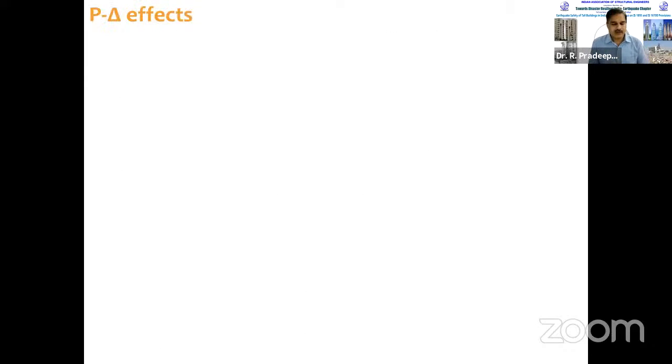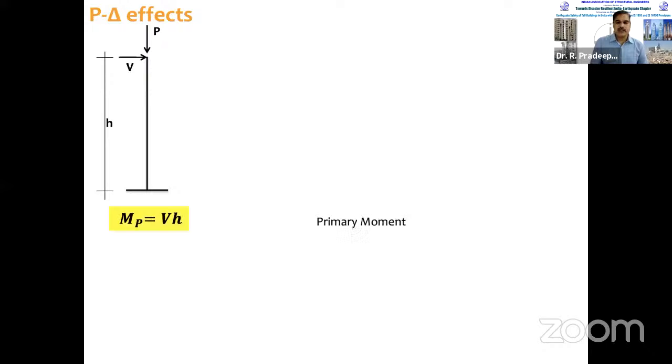Then the P delta effect. This is also very important in structural analysis software. It is just a tick mark, but a structural designer needs to understand the principle to appreciate the results in a better manner. So let's look at this one. A tower or a structure where the lateral force is V and the gravity load is P. How do we calculate the base moment? It's simple. The primary moment is V into H.